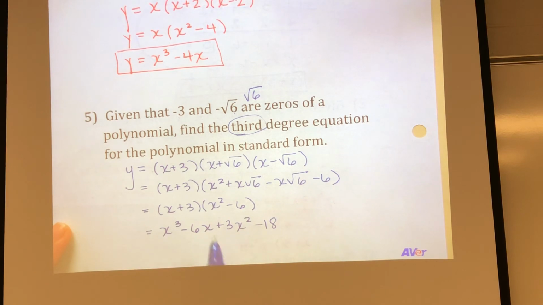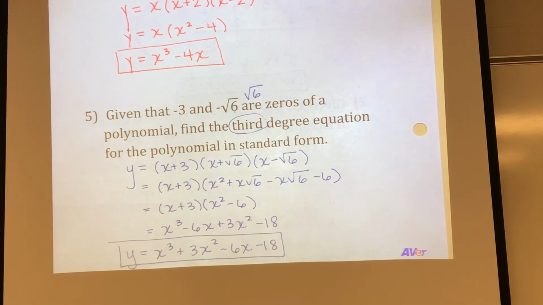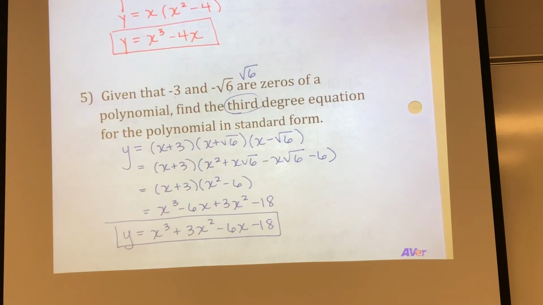And then I noticed that I don't really have any like terms to simplify, but how I have it written is not in standard form. So I need to flip some things around. So x cubed plus 3x squared minus 6x minus 18. Well, my final answer has all of the exponents in descending order so that it is actually in standard form. All right, so that's all for 3.2.